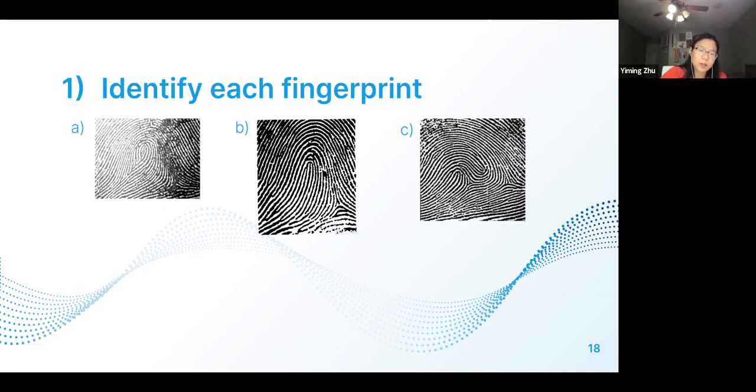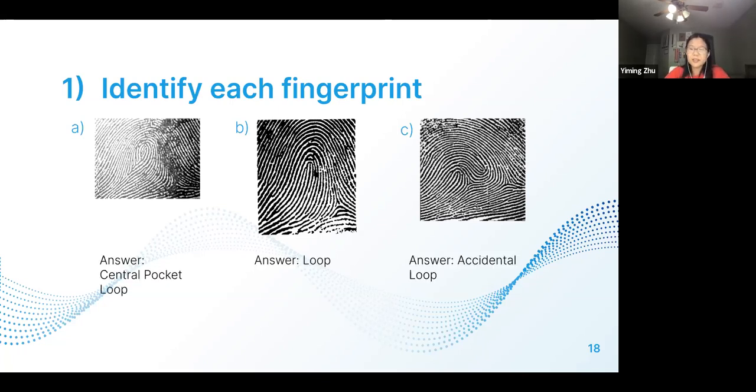B was a loop, as you can see, again, one long line. And then C was accidental because it doesn't really look like anything. So these are the answers: central pocket loop, central pocket whorl. They're called different things. I call it either central pocket whorl or central pocket loop. It doesn't really matter. B was a loop, and C is an accidental whorl.